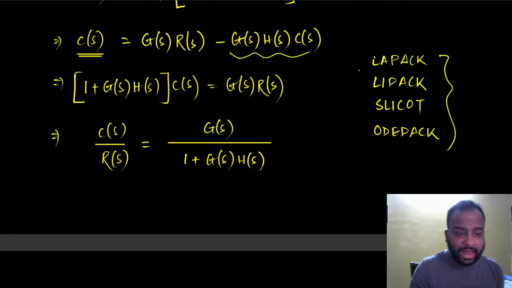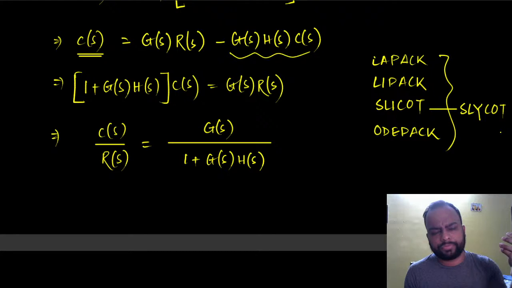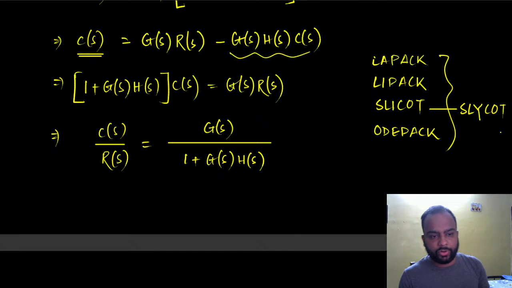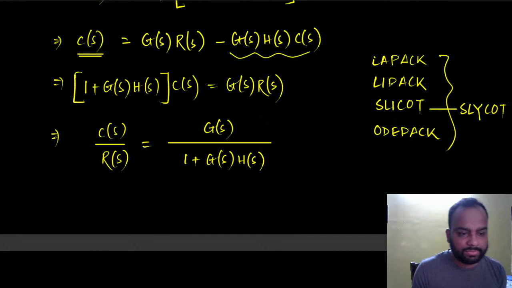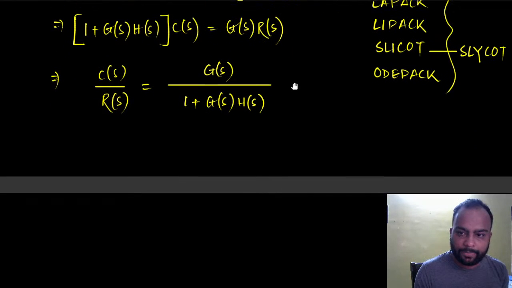So SLICOT is the Fortran library and its Python wrapper is known as Slycot. It has optimal control libraries, robust control libraries, and many other state variable related control design packages. So pretty much everything that you can imagine, including PID control, is there in this library. And the developers of the Python control system library are also the developers of the Slycot library. That's something for your information.